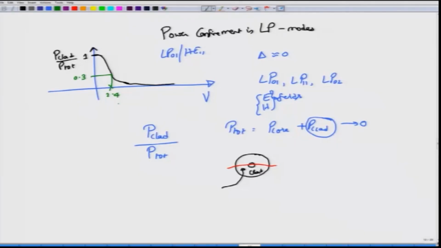Okay. So, at 2.4, which is very close to the cutoff value, there is just about 30% of the power in the cladding. Any attempt to reduce this would only mean that you are exciting more modes, because you would have to go to larger values of V. The same situation will occur for the next mode, which is the LP11 mode.